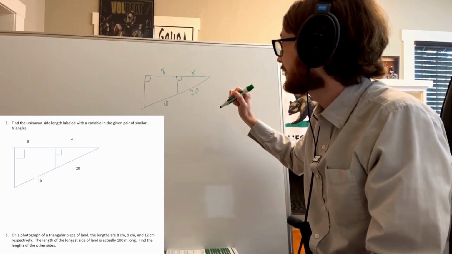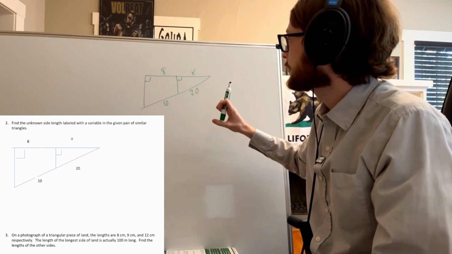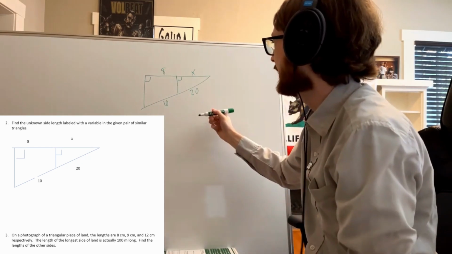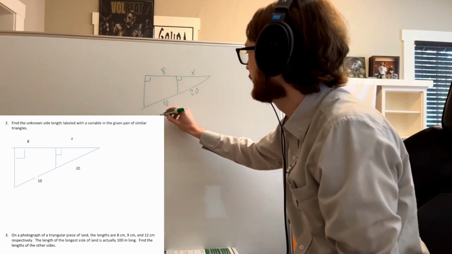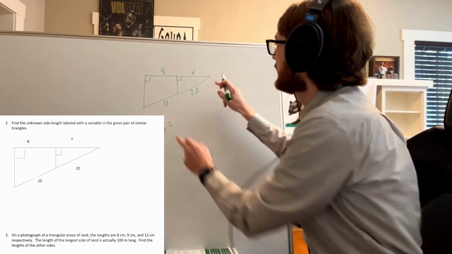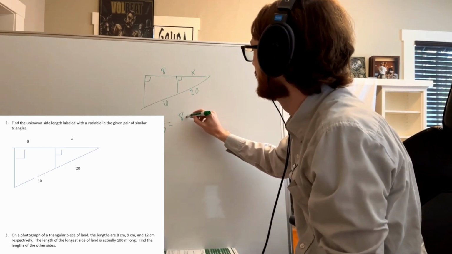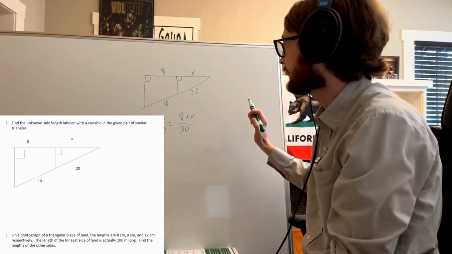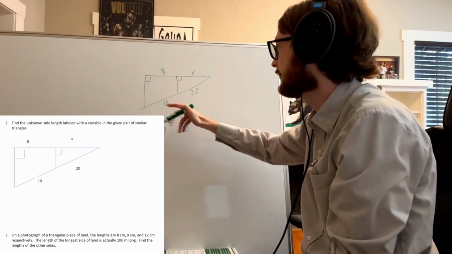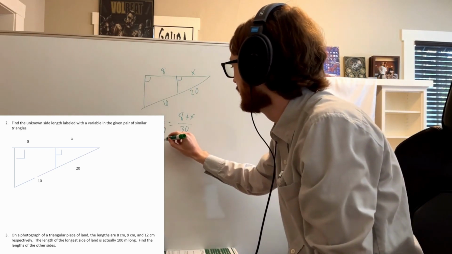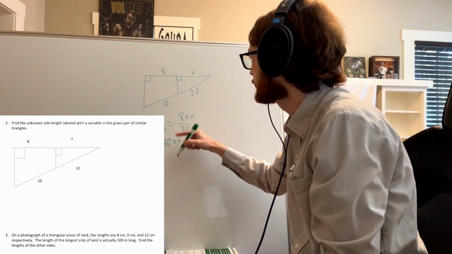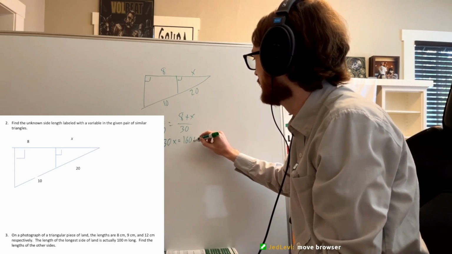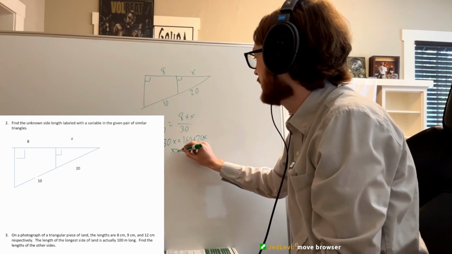What comes more naturally to me with similar triangles is to compare this small triangle with the entire big triangle, meaning you would set up x over 20 equals the entire length, 8 plus x, over the entire hypotenuse, 30. And then solve this for x. Cross multiply: 30x equals 20 times 8, which is 160, plus 20x. So x equals 16.